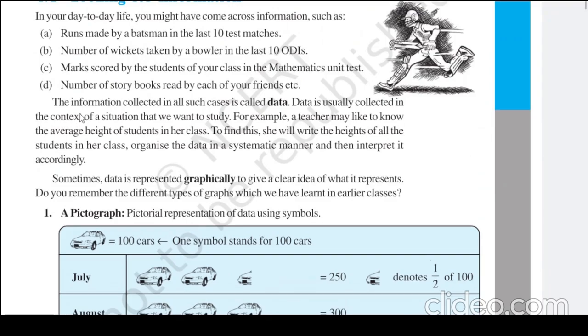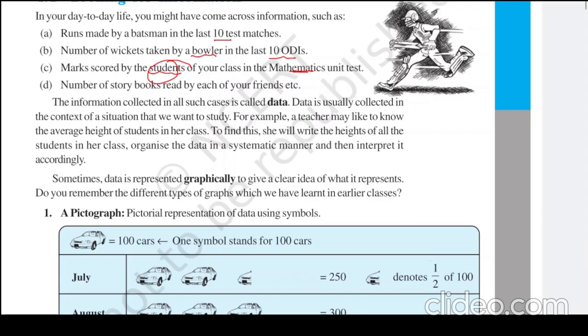So here are some examples from our daily life. You must have seen the runs made by a batsman in Test matches. There are discussions about how the performance of that batsman is going in a particular year. Suppose, for example, how was the performance of Sachin Tendulkar last year compared to this year. Then there is, for example, the performance of some bowler in the last 10 ODIs, marks scored by you in your class in the mathematics unit test, or marks scored by all students. How was the performance of students in mathematics? Suppose your complete class appeared for an external mathematics exam or Olympiad, and how was the performance of your class? That might be analyzed by your school administration. So that will be the overall performance of the complete class in mathematics.